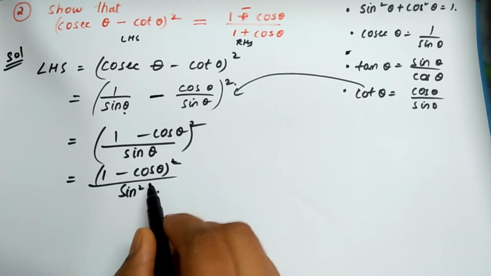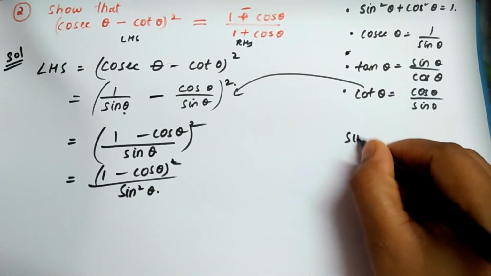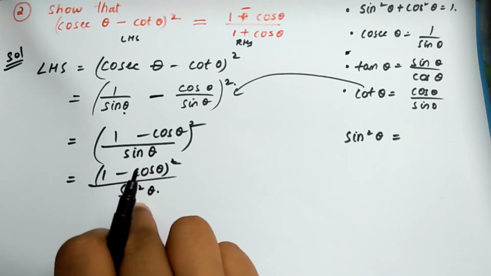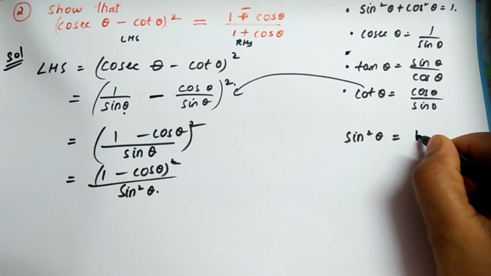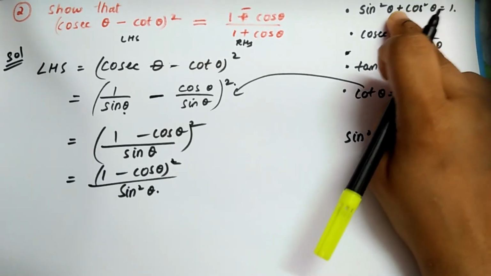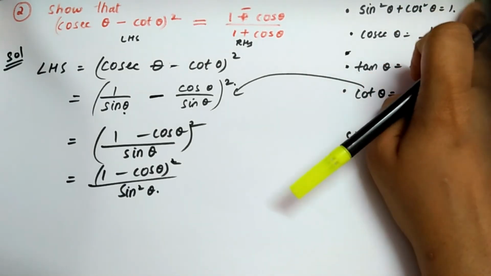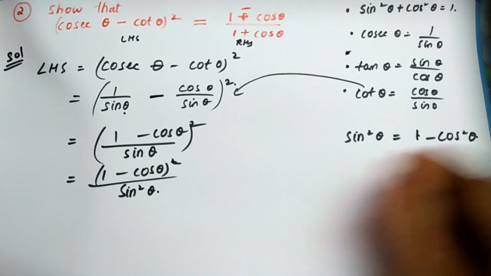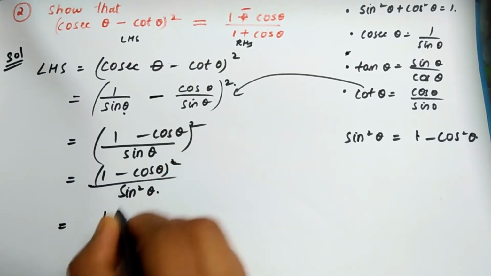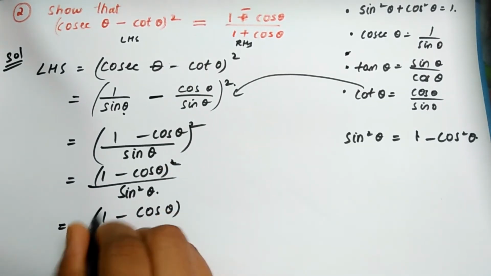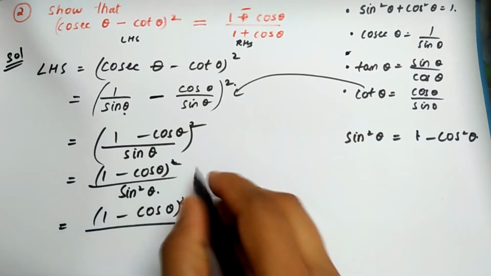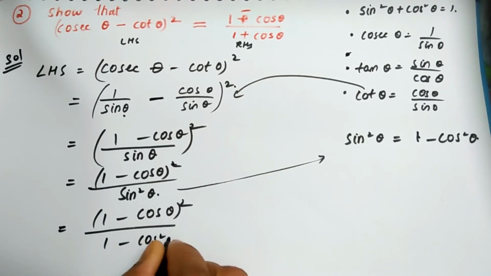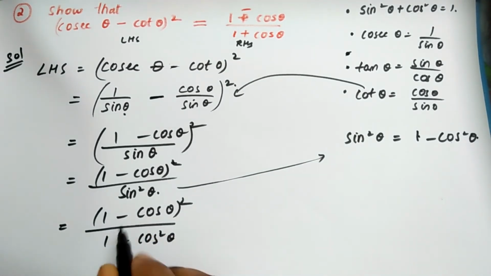Since we need to get to cos terms, we will keep sine square theta on one side, and the cos square, since it's a plus, we send to the other side. It will become minus cos square theta. So we keep the numerator as it is, and we substitute the denominator with this formula: 1 minus cos square theta, right?